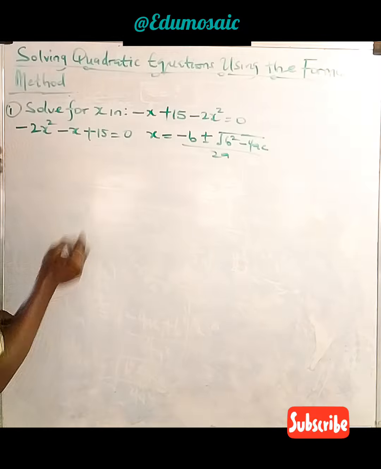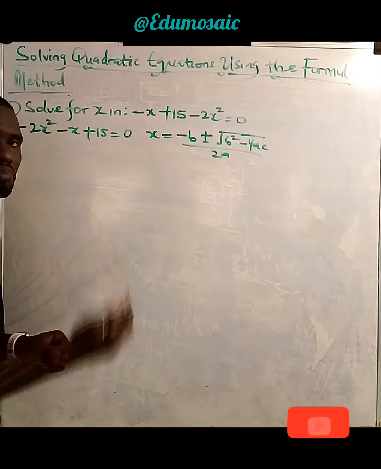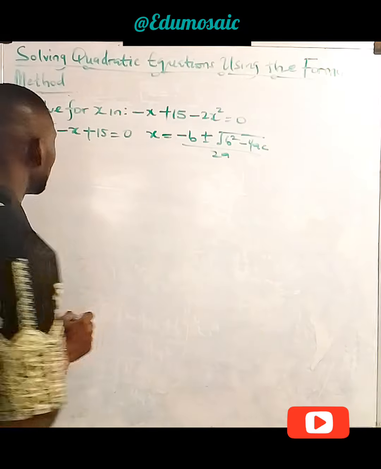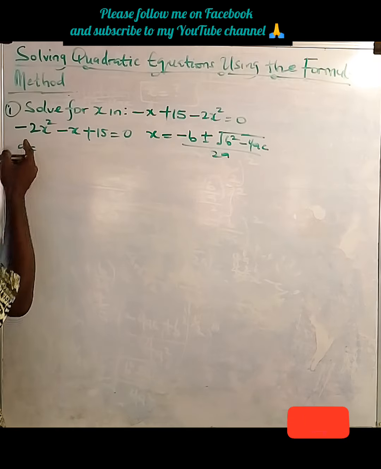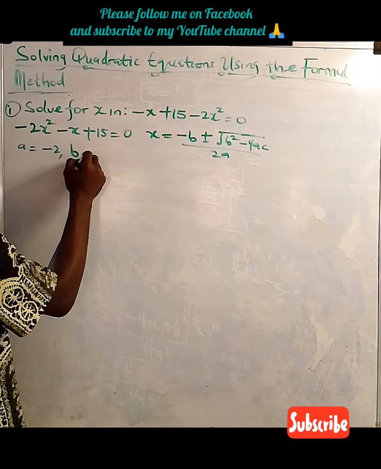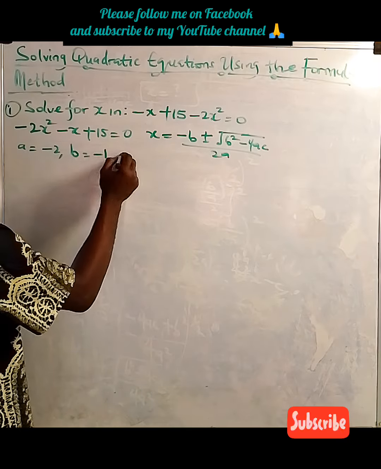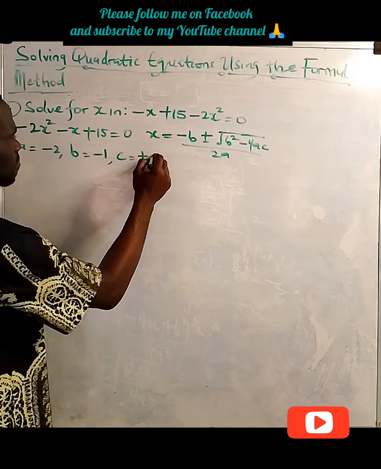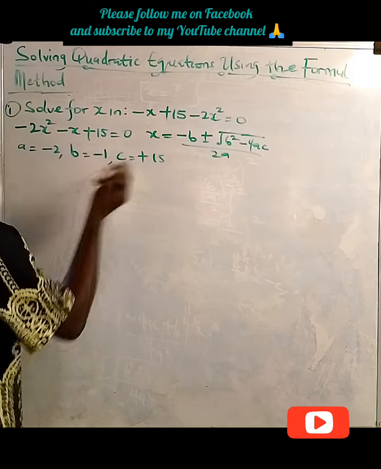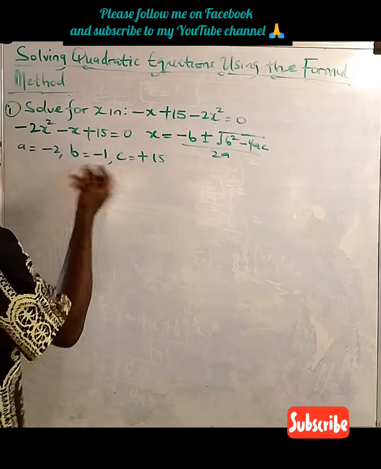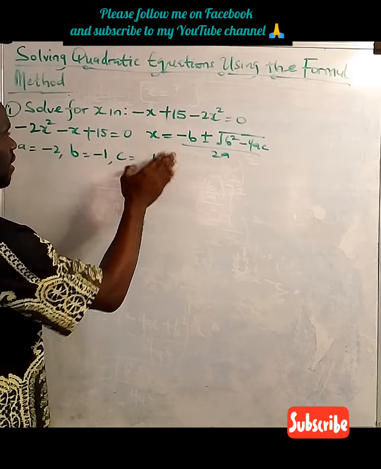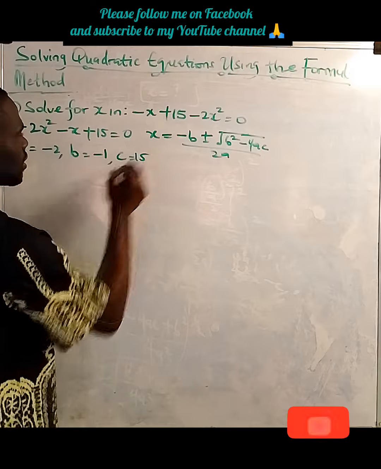The first thing we're going to do is write out the values of a, b, and c. So a is -2, b is -1, and c is positive 15, because it's an ordinary number, a natural digit.